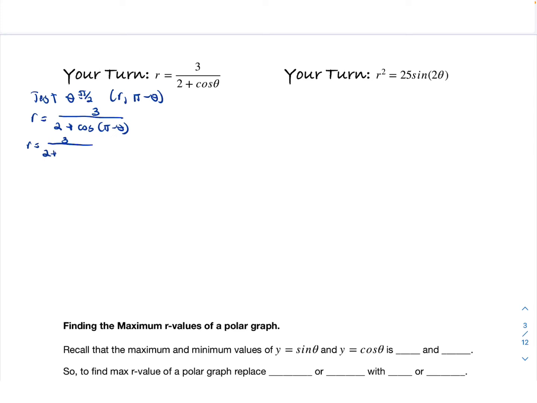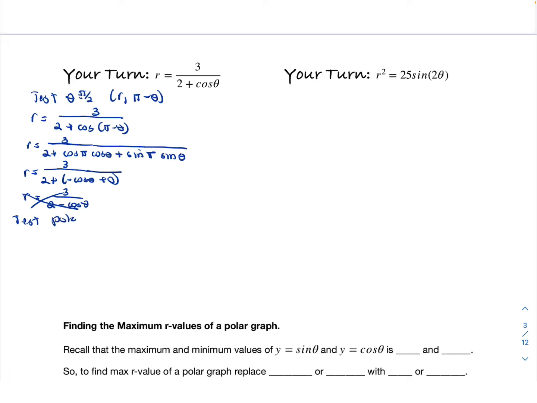So we're going to do, again, the cosine difference formula. Simplifying that down, I get r is equal to 3 divided by 2 minus cosine of theta, which is not equivalent to the original, so it fails this test. So now we're going to test with respect to the polar axis by replacing r with r and theta with negative theta. Again, cosine is an even function, so that becomes 2 plus cosine theta, and that is equivalent to the original, and so it is symmetric with respect to the polar axis.